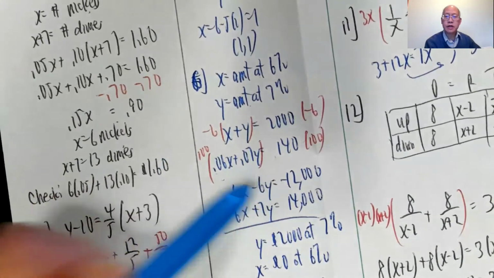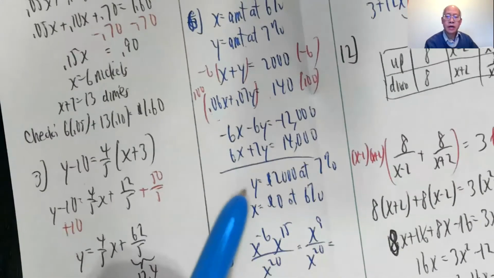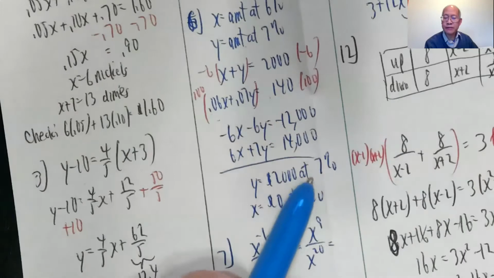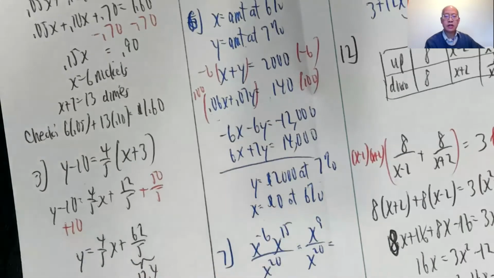-6x minus 6y equals -12,000. 6x plus 7y equals 14,000. Add them up, y equals $2,000 at 7%, which means all the investment is at 7%. Nothing is invested at 6%.